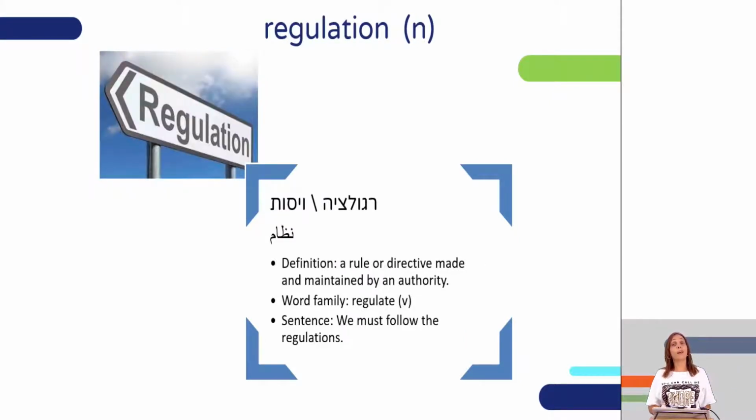If we move on, we have the word regulation. Regulation is a noun, and it means a rule or directive made and maintained by an authority. So it is a rule, and it is by authority. So we have the verb. The verb here is regulate. And we have a sentence where the word regulation is used, and the sentence is, we must follow the regulations.